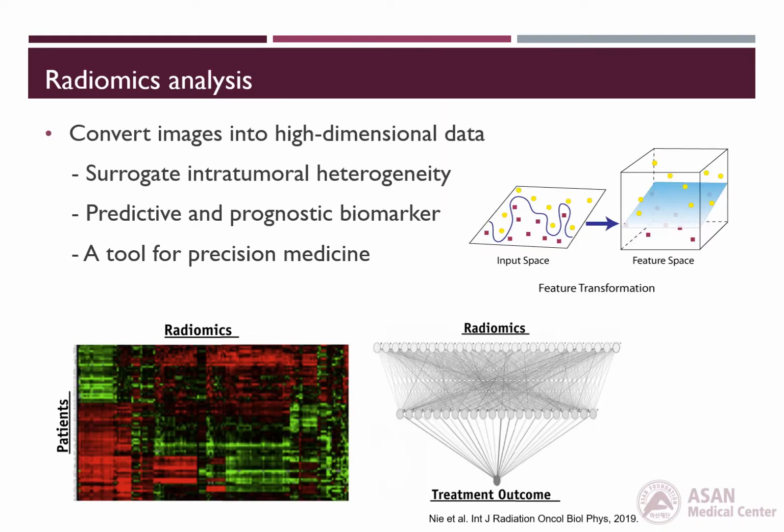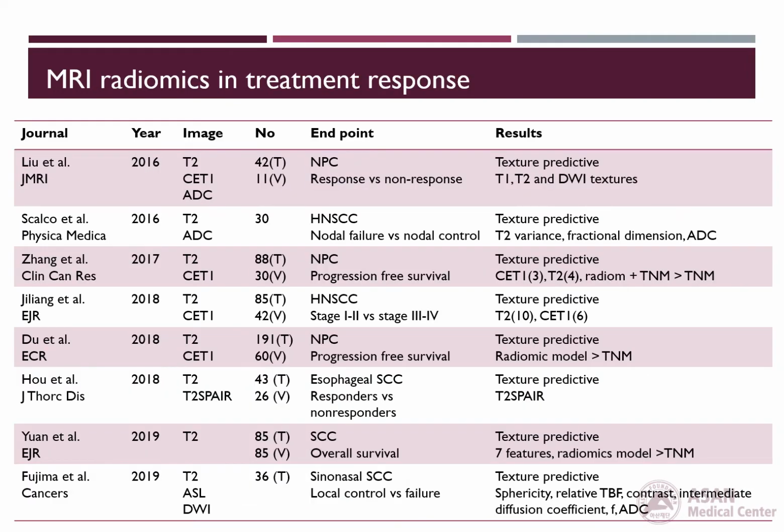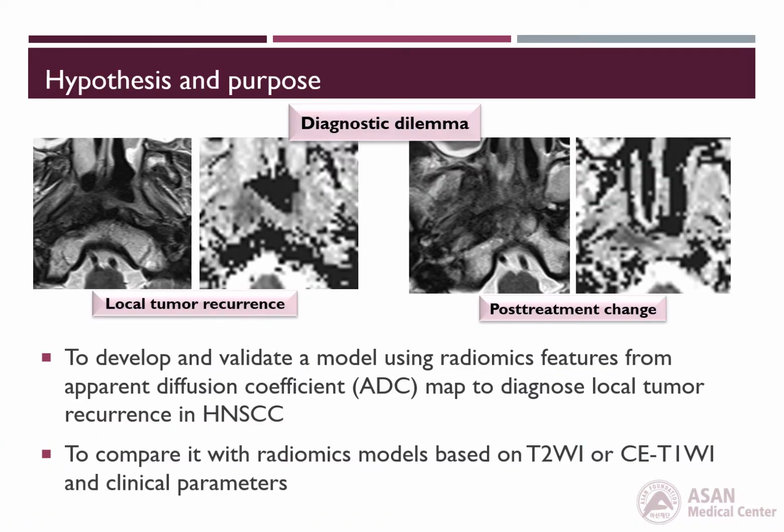Radiomics is a way of converting images into high-dimensional data that can be used as a diagnostic tool and for precision medicine. And MR radiomics has been previously explored in evaluating treatment response in head and neck squamous cell carcinoma. So we applied radiomics to the conventional and diffusion weighted imaging to diagnose local tumor recurrence in head and neck squamous cell carcinoma.